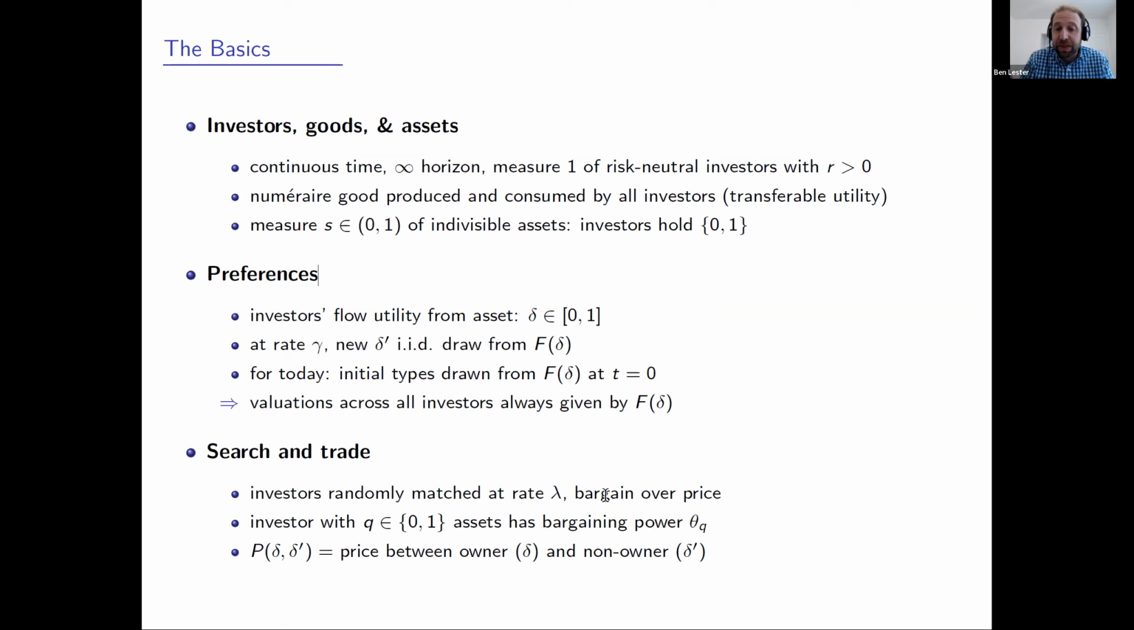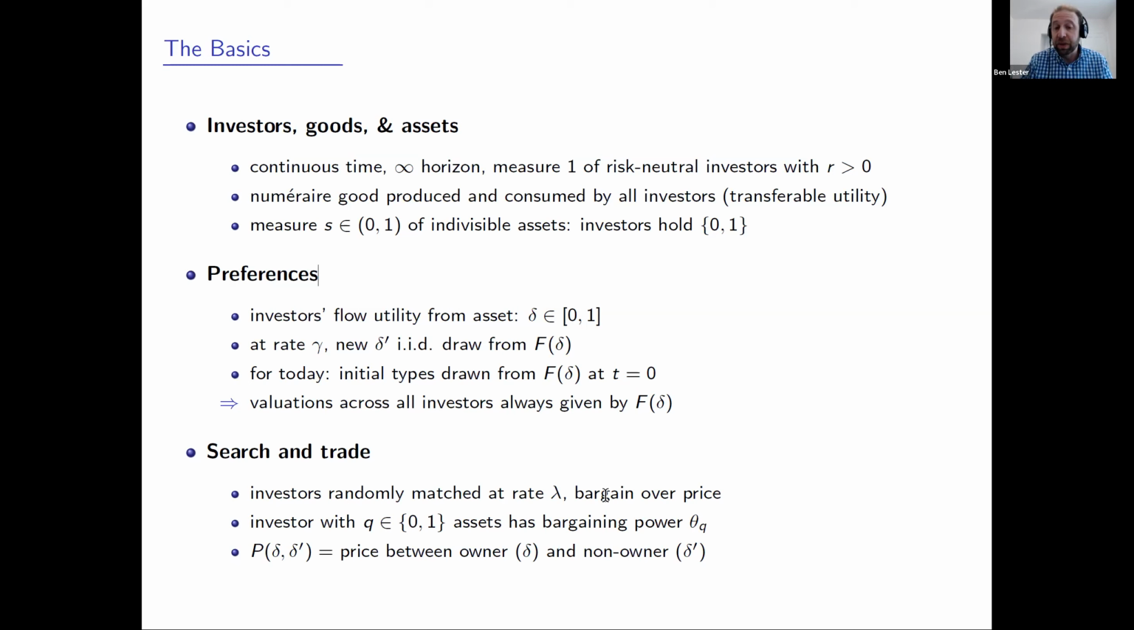You can add some persistence to these shocks, so you can make delta prime a function of your previous delta. So long as that Markov process has certain properties, everything I'm going to say today is going to go through, but we're going to try to pin down the simplest version of this model. In that spirit, I'm also going to assume that the initial distribution of types at time 0 is also f of delta.